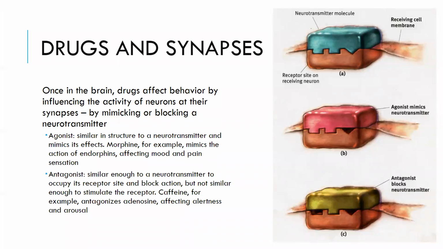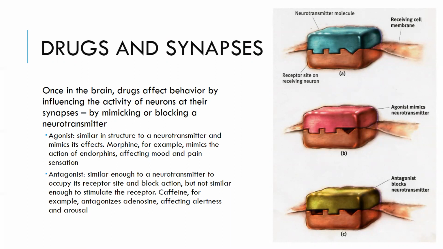So, when we use drugs, they're ultimately going to these action sites, these receptor sites on these brain cells within different areas of the brain. And in general, as I mentioned, drugs can do one of two things. They can either mimic or block a neurotransmitter. An agonist is a drug that mimics a neurotransmitter. Agonists work because they're similar enough in structure to a neurotransmitter to be able to mimic its effects.